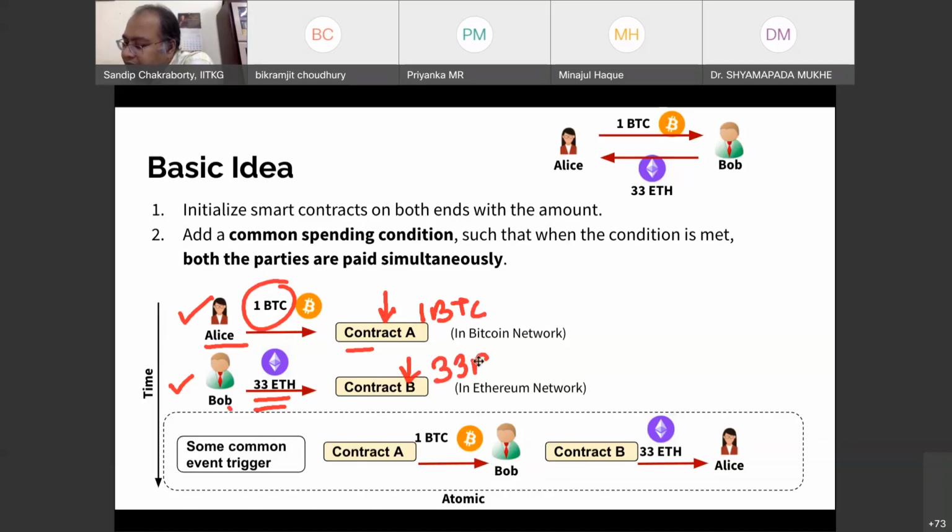Now, once these contracts get executed, the system will be able to transfer the corresponding amounts. What we need to ensure is that once the contracts hold the corresponding amounts, we trigger a certain common event, and that event will do the reverse transfer. That means contract A will transfer one BTC to Bob, and contract B will transfer 33 Ether to Alice.